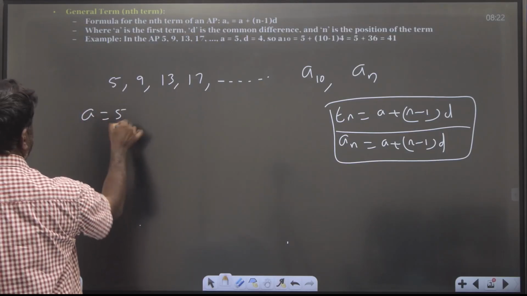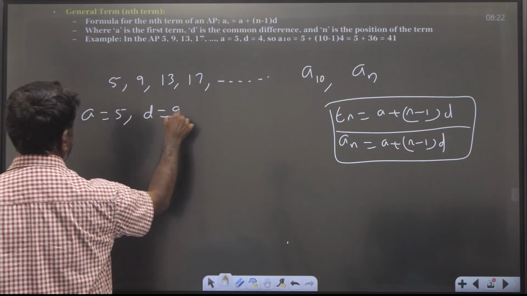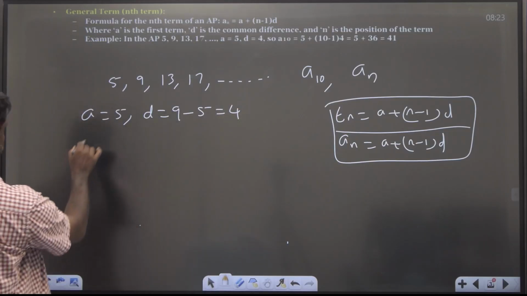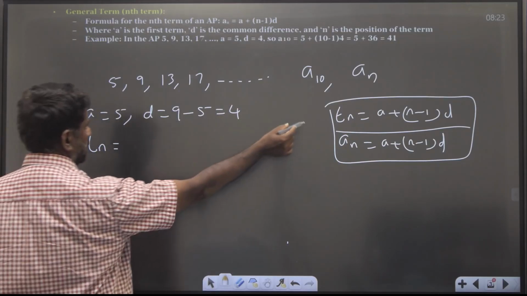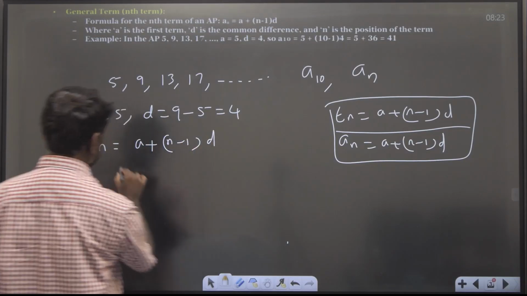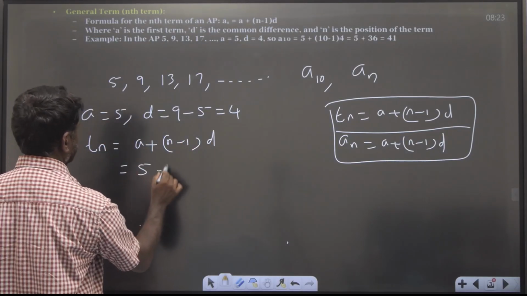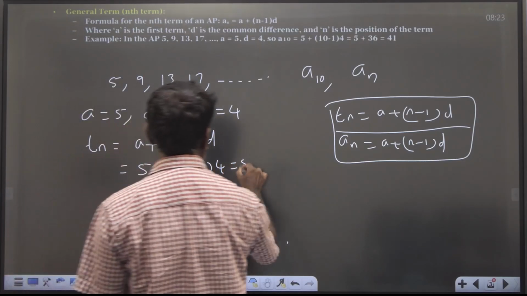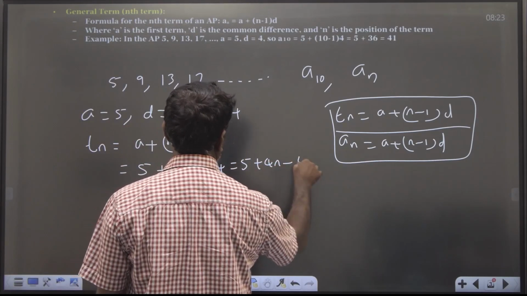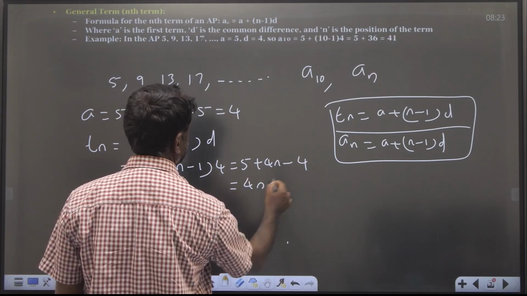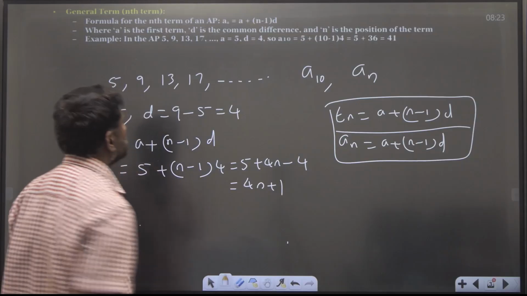Then here, what is a? a is equal to 5. What is d? d equals 9 minus 5, that is 4. Therefore, Tn is equal to the formula. First, you write the formula a plus n minus 1 into d. What is a? 5 plus n minus 1 into what is d? That is 4. So 5 plus 4n minus 4, so 4n plus 5 minus 4, that is plus 1.